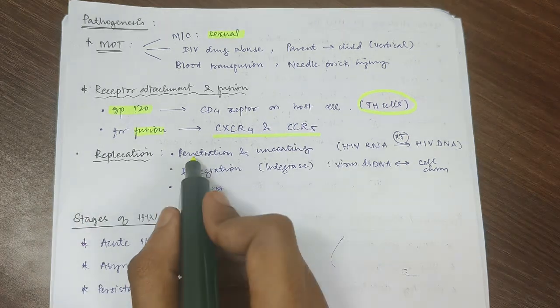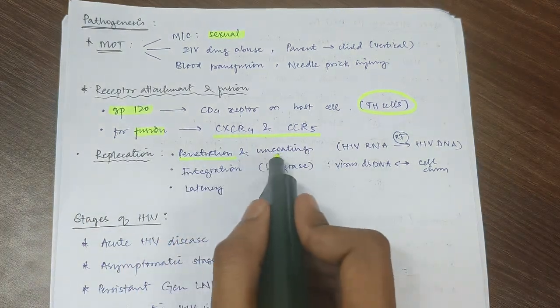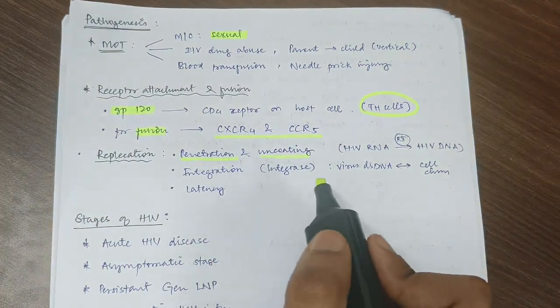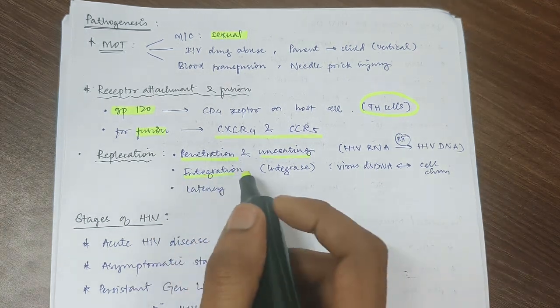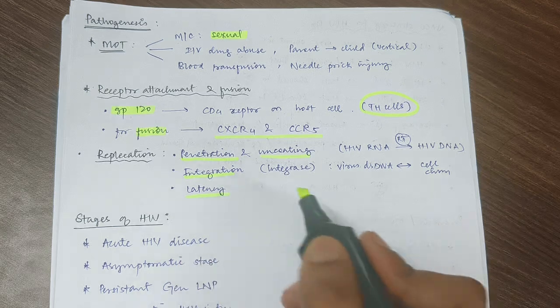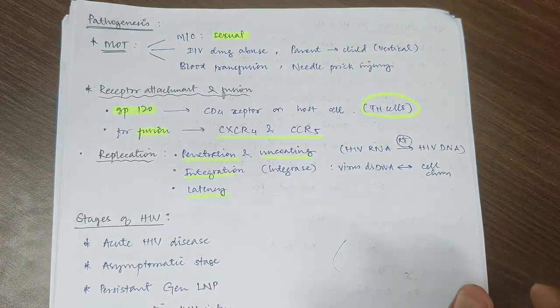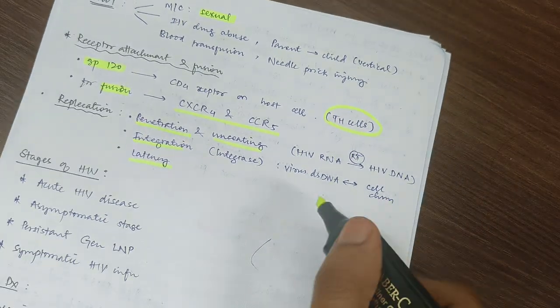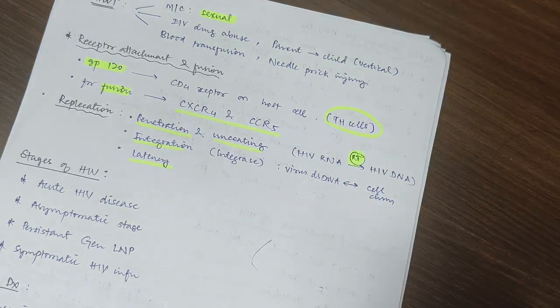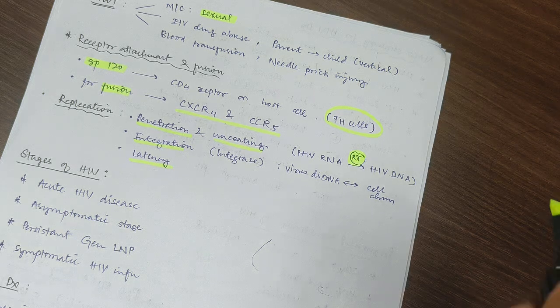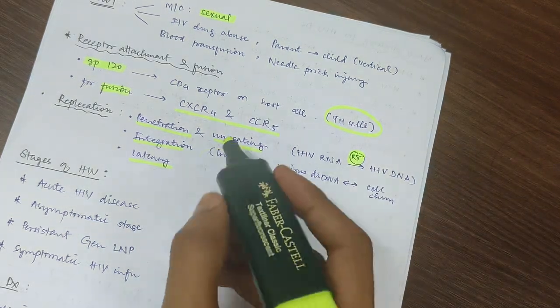So that is done by, first, penetration. It is coming inside. Then it is getting uncoated. Outer capsid things and all are removed. Then integration with the DNA chromosome. Then lastly, it brings about the latent infection by repeated things. So HIV RNA is converted to HIV DNA basically by reverse transcriptase. Then the virus double-stranded DNA is integrated with the cell chromosome using an enzyme called integrase.